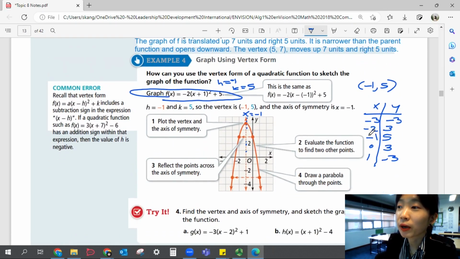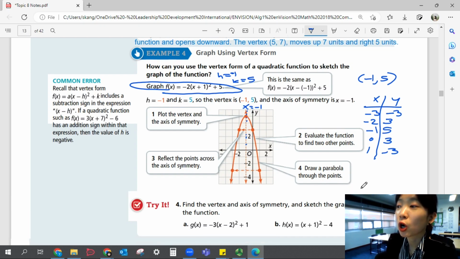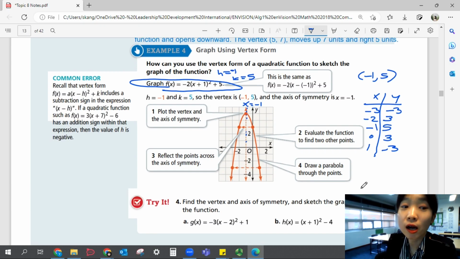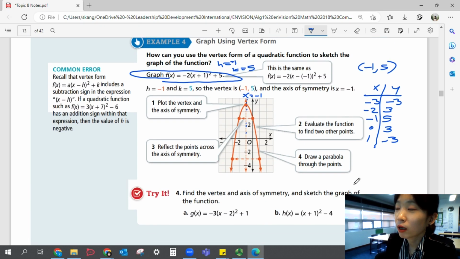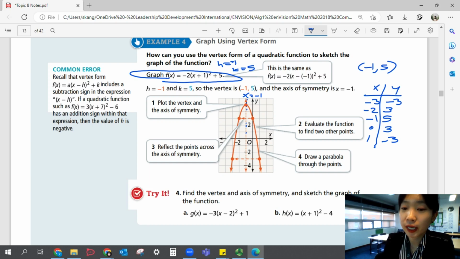So let's try number 4A and B. Start with the vertex and make a table of values and graph the parabolas. These are already in vertex form, so it shouldn't be too hard. Pause the video, see if you can graph it. Graphing papers are provided in a resource station in our classroom. If you have a graphing paper, that's great. Please graph it and come back when you're ready.